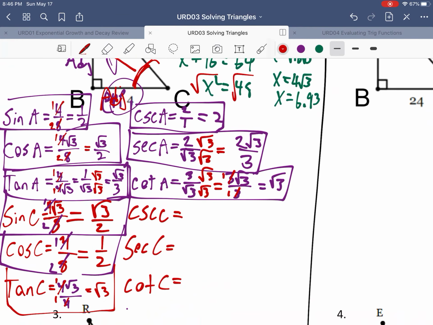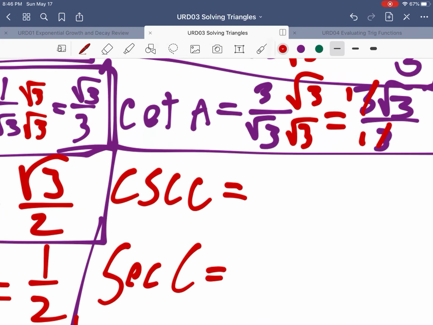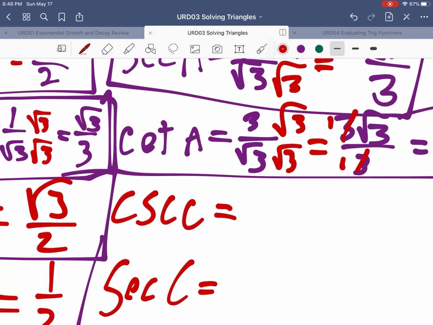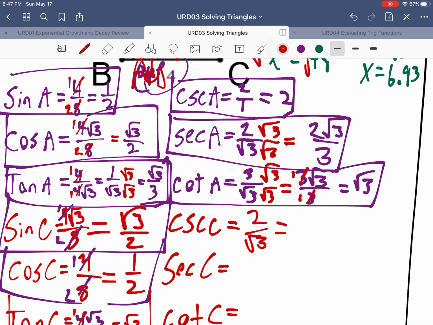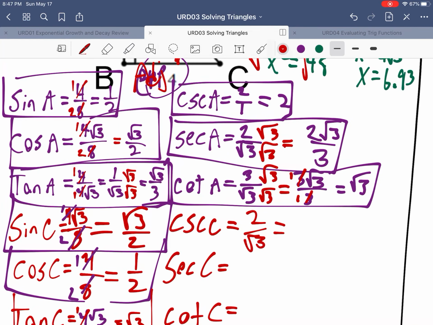Now cosecant of C should be the secant of A, so 2 radical 3 over 3, but just to be safe, I'm going to take the reciprocal of sine, so that's going to be 2 over radical 3, and based on the work we did before with 2 over radical 3, which is the secant of A, by multiplying the top and bottom by radical 3, we're going to get 2 radical 3 over 3. Should really be doing this in red.